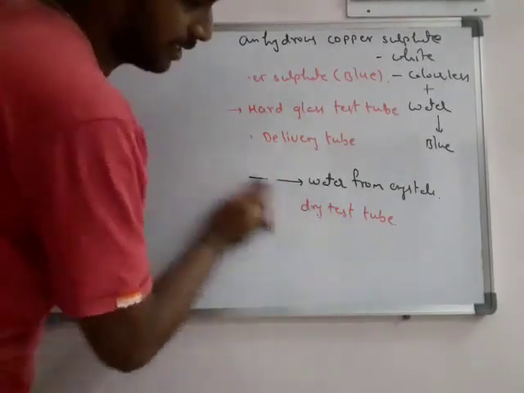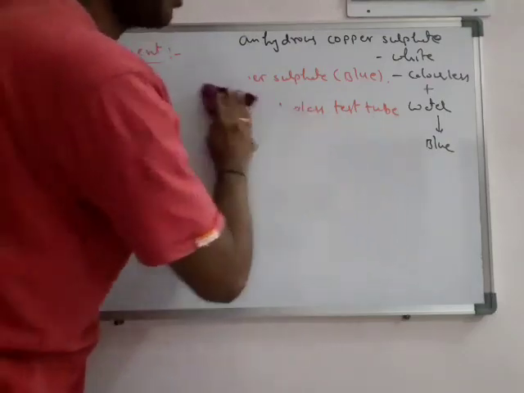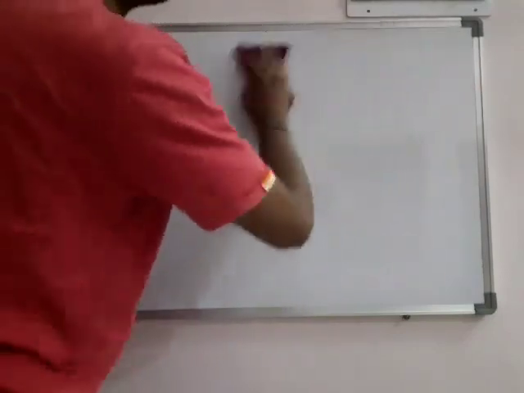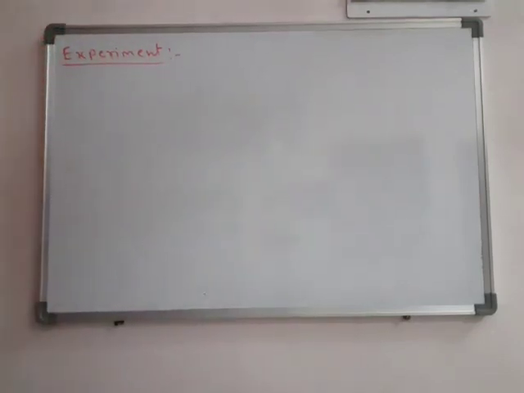So you have to write the diagram neatly, and labeling of the diagram is also very important. Okay, now we write some points about this experiment. Now we write about apparatus.